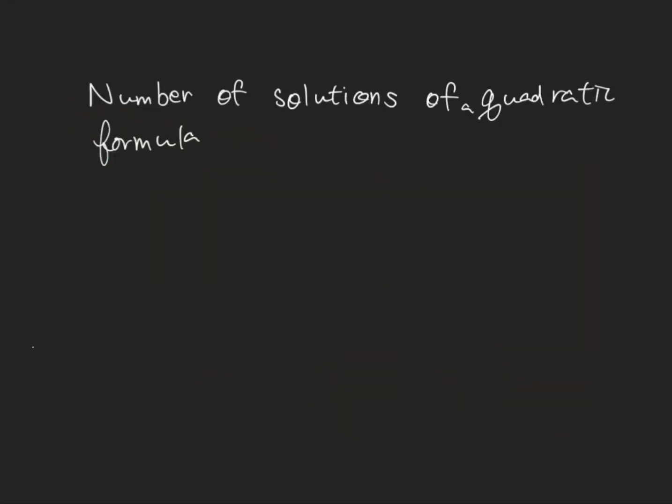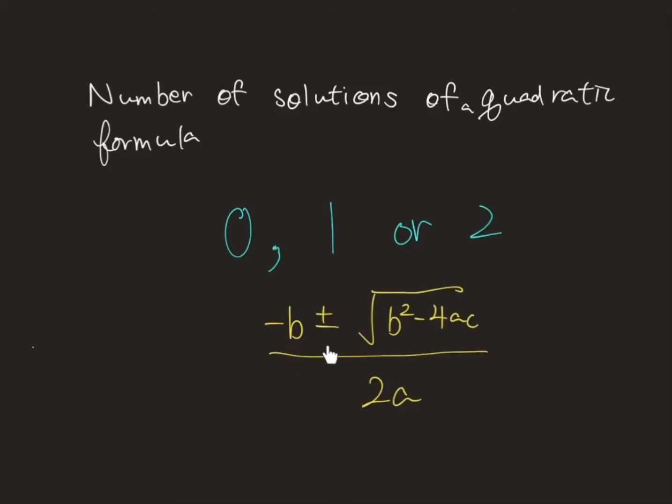After solving a problem, let us discuss the number of solutions of a quadratic equation. A quadratic equation can have 0, 1, or 2 solutions. These 3 possibilities can be seen by examining the quadratic formula: -b plus or minus square root of b squared minus 4ac over 2a. The number of solutions is determined by the expression b squared minus 4ac, which is under the square root sign. Because of the importance of this expression, we call it the discriminant.